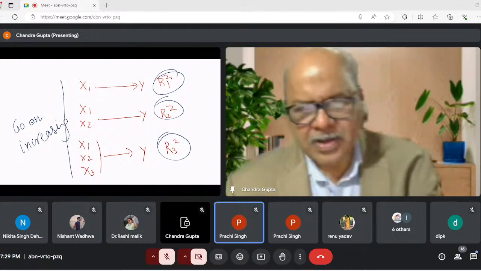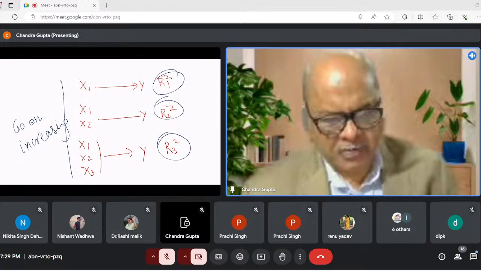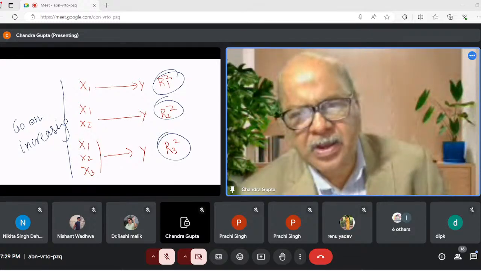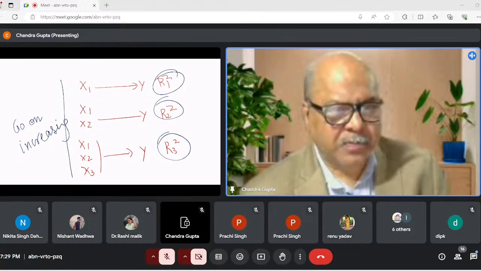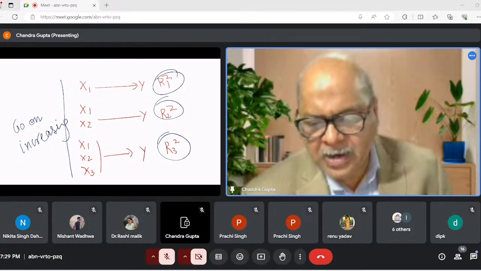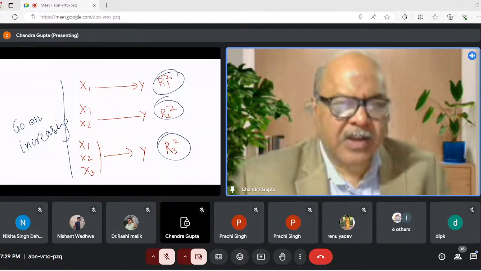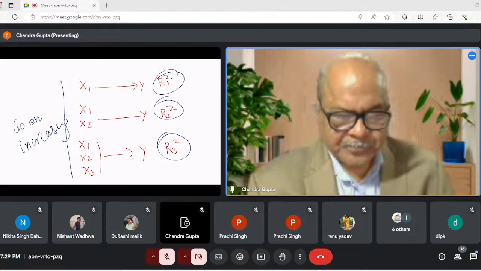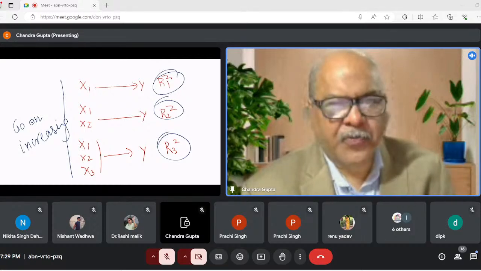Yes. So whenever you add any variable into your model, the value of R square will always be higher. But it could be possible that the variable which you are adding contributes very insignificantly. But it kills what is called degrees of freedom.